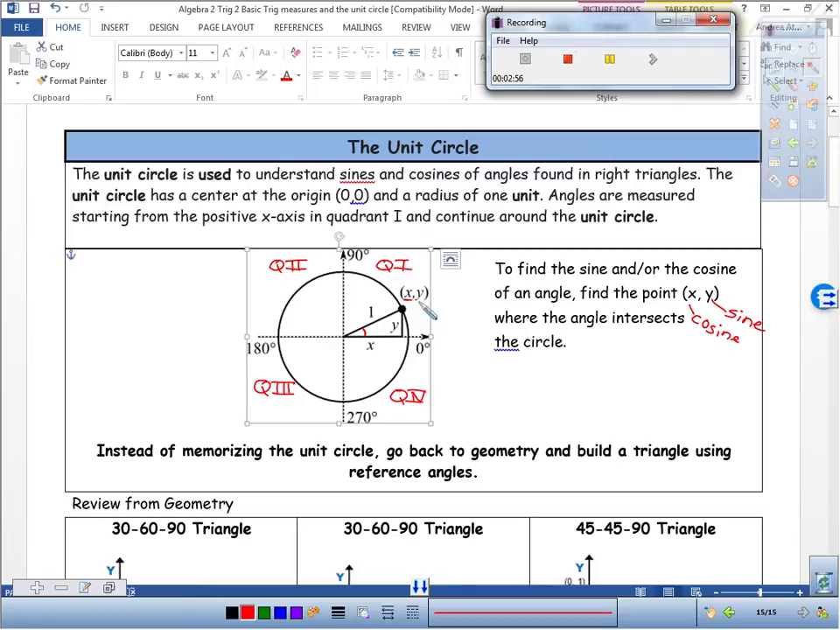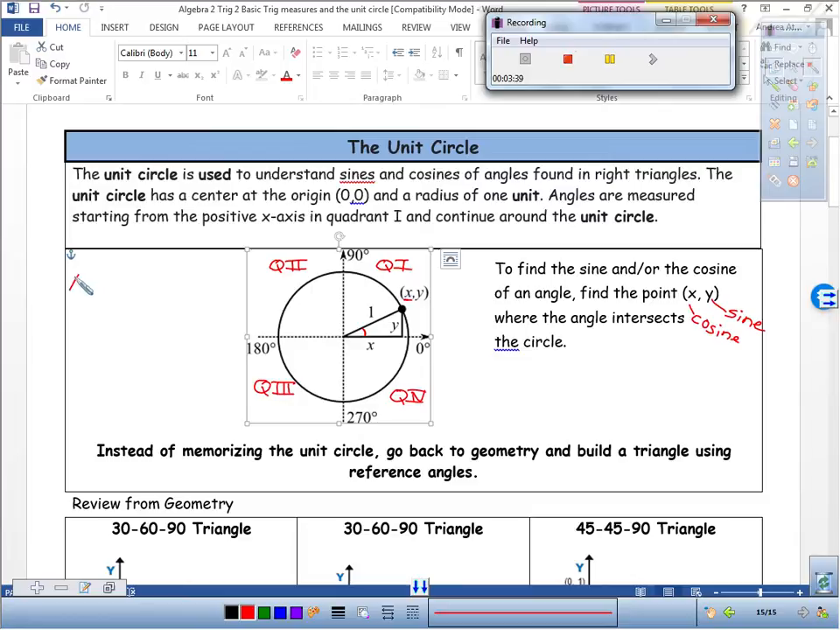Sine values will also be different. Sine is positive up here, because the y values are positive up here. Down here, if you have your angle drawn in one of these quadrants, then it's going to be negative. It's very important that you know where sine and cosine are negative and positive. So we teach you a little trick here.